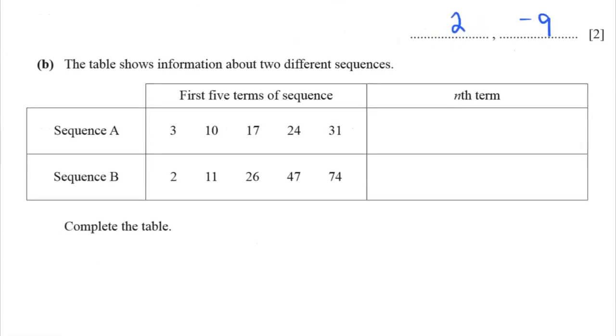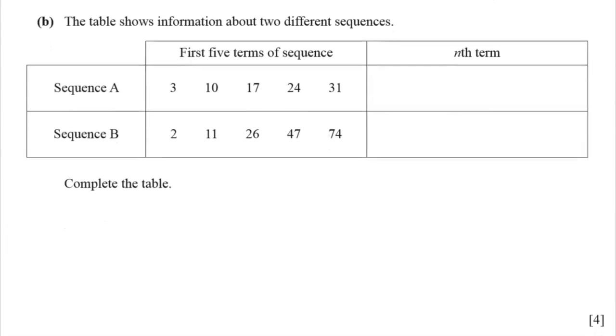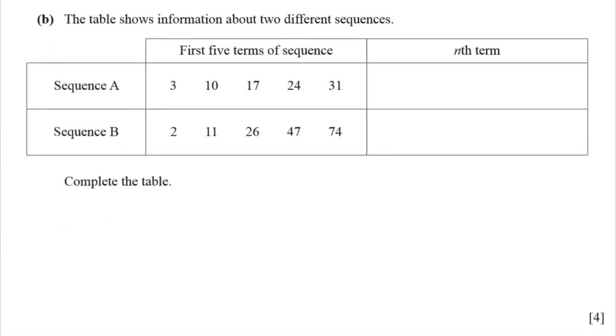Part B. There's a table which shows information about 2 different sequences. Complete the table. We need to find the nth term. So we're saying term n is some expression. We need to find what gives us the terms in this table. All right, let's start what we always start with, right, is adding. What do I add? I add 7. Yeah, and then if I do the same, yeah, I can add 7. And then, yeah, it's always adding 7, right? Yes, plus 7.